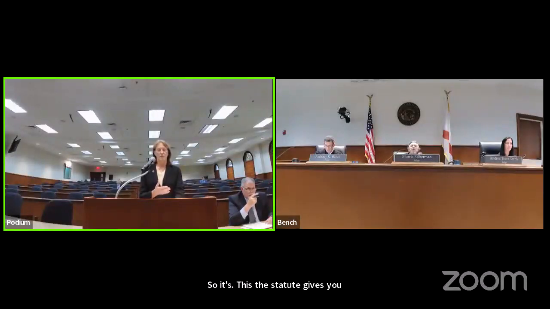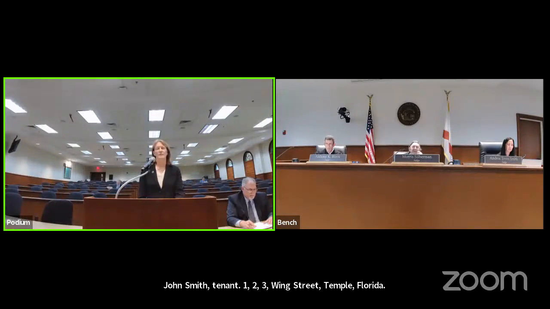We know what the statute requires to be in the notice, but I'm wondering, can a notice be delivered inside an envelope simply saying John Smith, tenant, 123 Main Street, Tampa, Florida, and stuck up on the door with a thumbtack? Does that violate the notice statute?